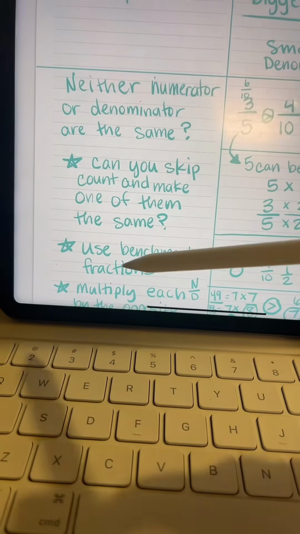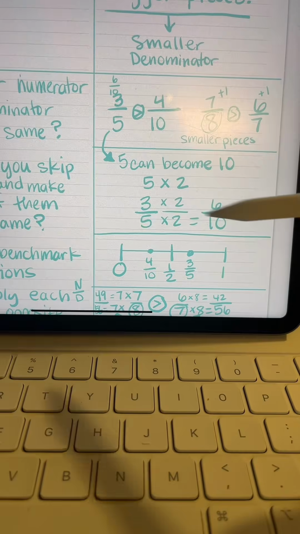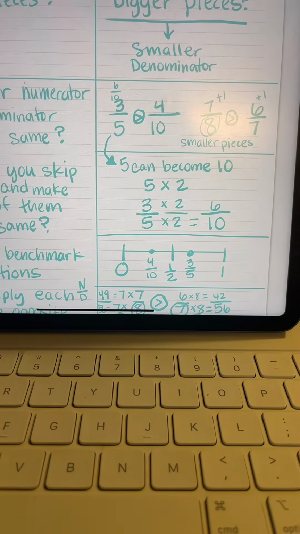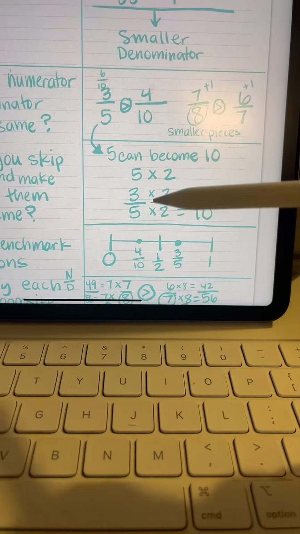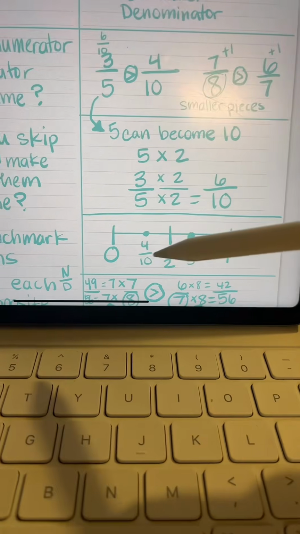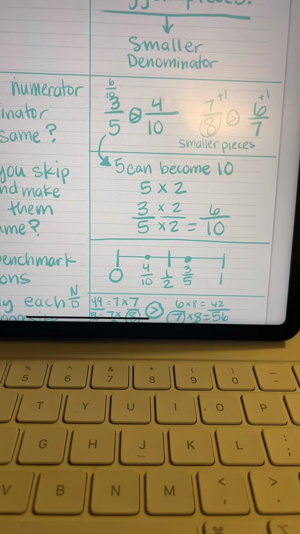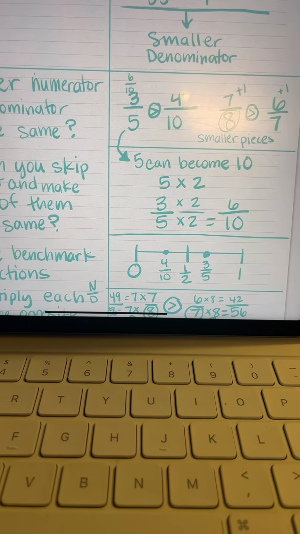If not, can you use benchmark fractions, which we use in open number line? Sometimes it's 0, half, and whole. Sometimes it's 1, 2, 3. It all depends on what the fractions are. So 4/10 we know is less than a half. 3/5 is more than a half because we talk about half would be 2.5.